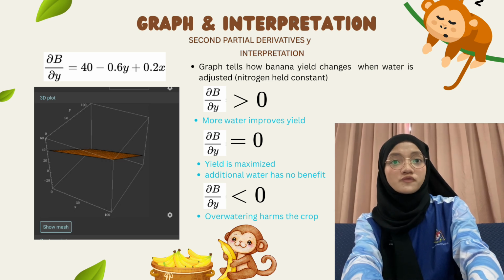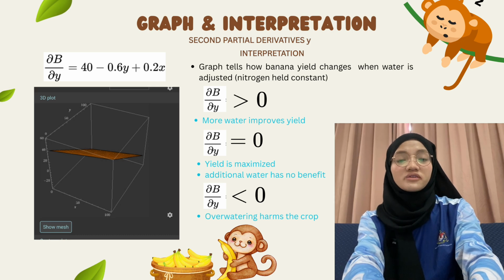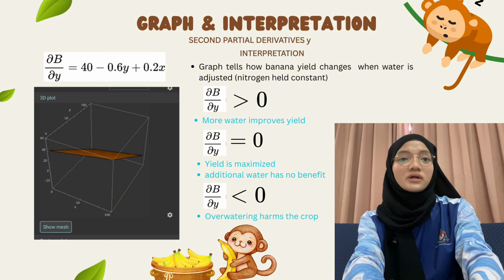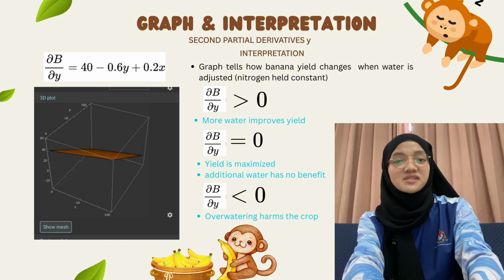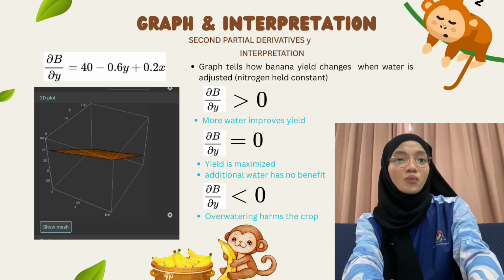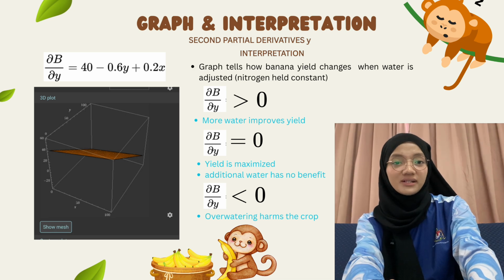This graph proves that water application follows the same principle of diminishing returns as nitrogen. There's a precise optimal level where yield peaks, and going beyond that point leads to decreasing returns. So, the mathematical relationship helps us calculate exactly where the optimal point lies for any given nitrogen level.